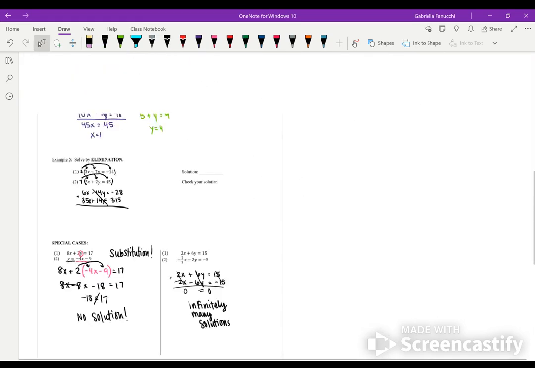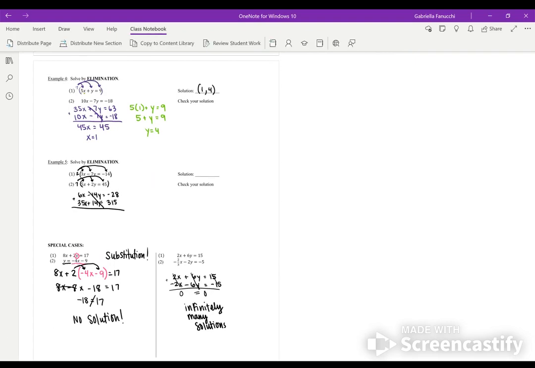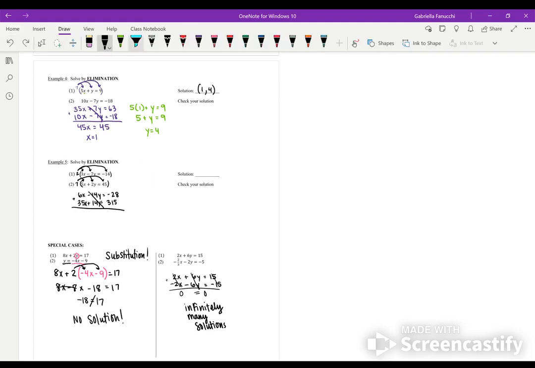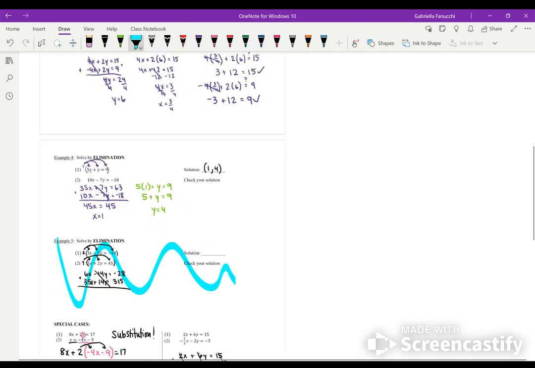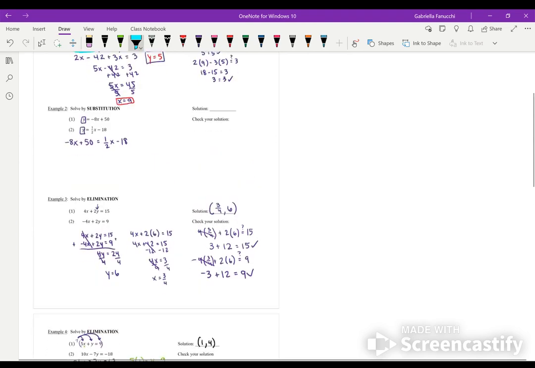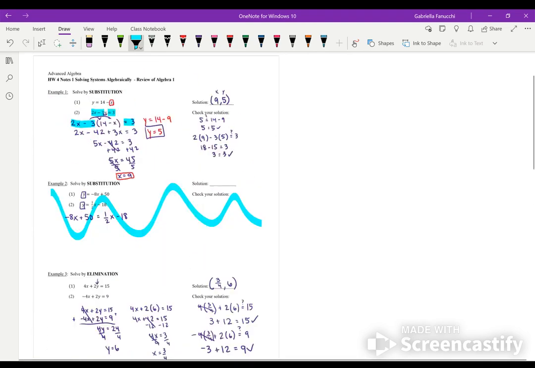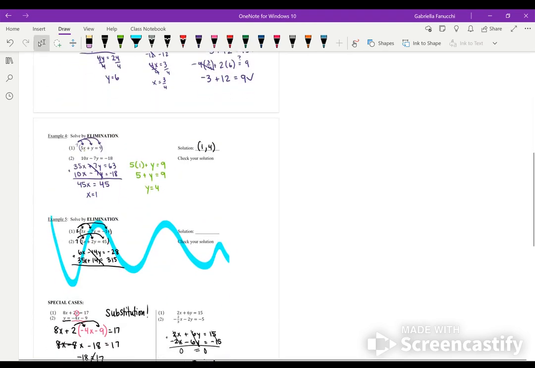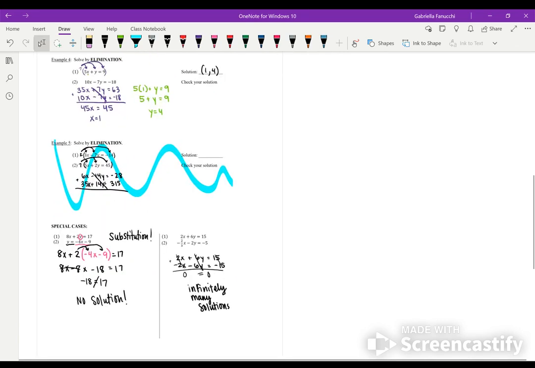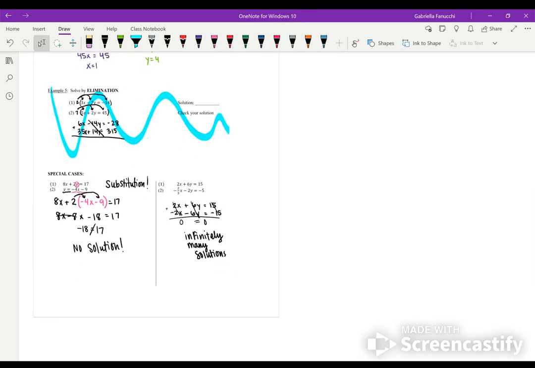I want you guys to go ahead and finish example 5. Go ahead and finish up example 2. Please do not leave example 2 and example 5 blank. I will not give you the points if you don't finish your notes all the way through.